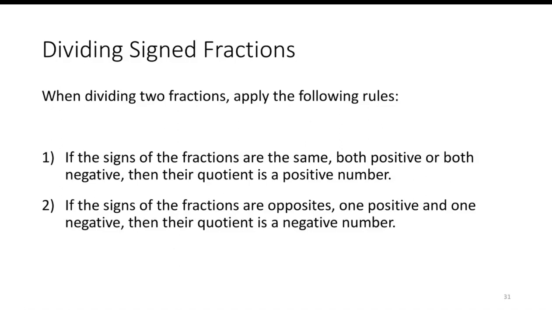When dividing two fractions, go ahead and apply the following rules. If the signs of the fractions are the same, both positive or both negative, then the quotient is going to be a positive number. If the signs of the fractions are opposite, where one fraction is positive and one is negative, then the quotient will be negative. So basically, if you have two negatives, that becomes a positive. If you only have one negative, then the final answer is going to be negative.